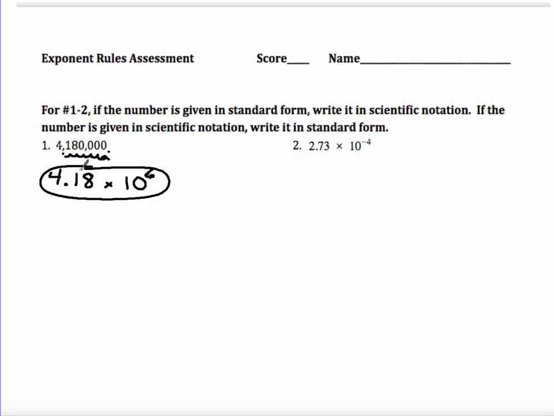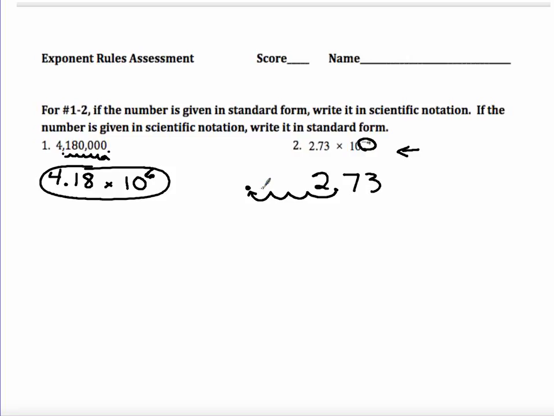Okay, number 2. We're looking at a number that is in scientific notation, and I want to write it in standard form. So I want to write it as either a decimal number or a number that's going to be maybe in the thousands or hundred thousands, millions, and so on. My exponent, because it is a -4, is telling me that I am going to move my decimal point to the left. So I'm taking my number 2.73, and I am going to move my decimal point 4 places to the left. So 1, 2, 3, 4. I've moved it to there.